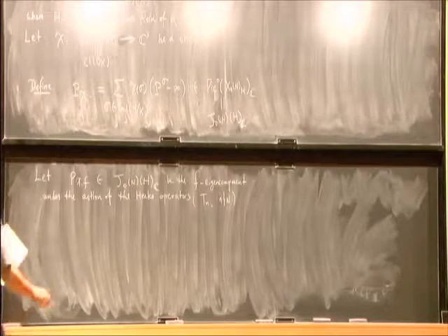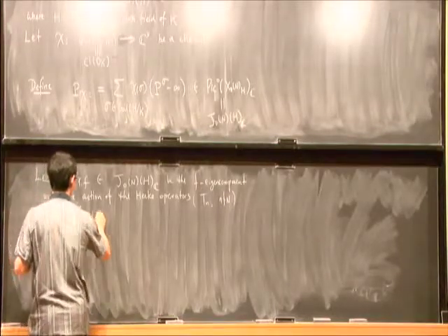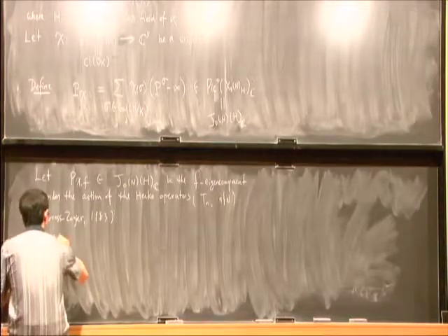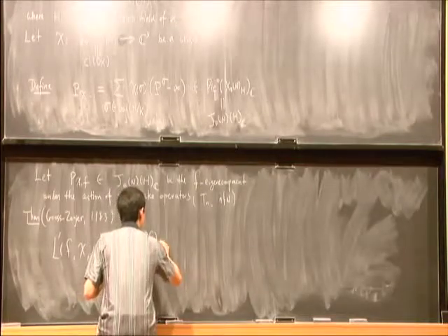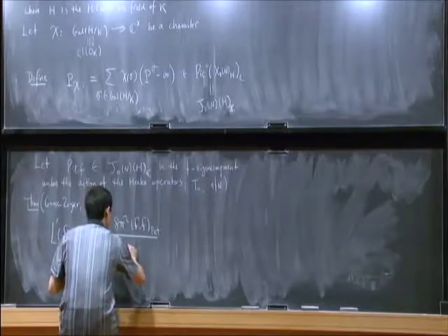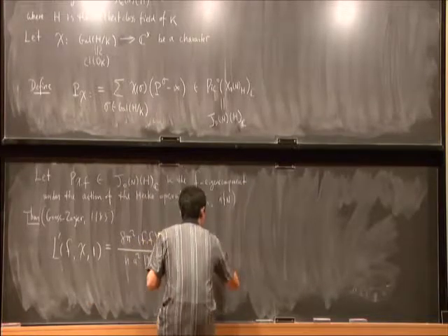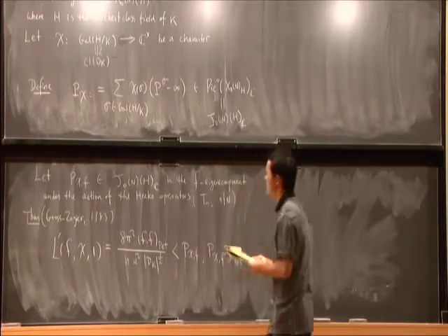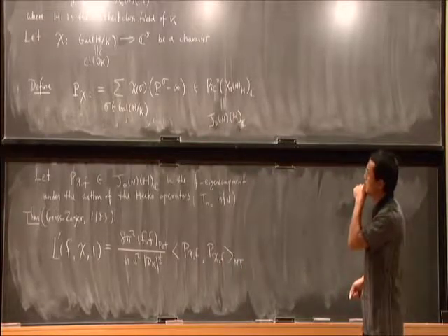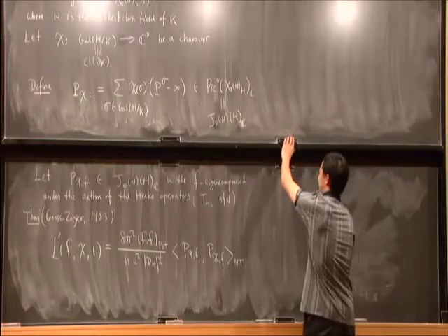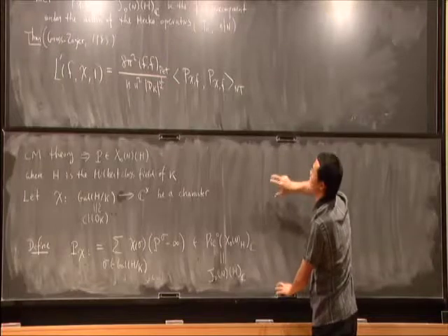So now here comes the theorem. L'(f, chi, 1) equals... So this was the formula proved by Gross and Zagier.